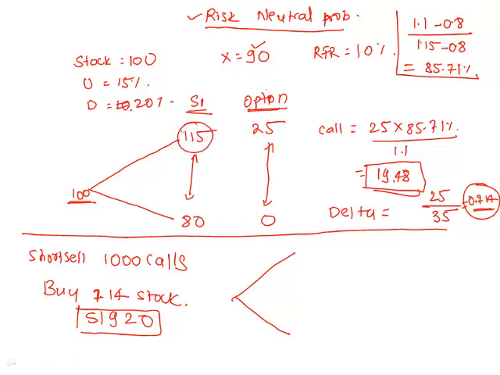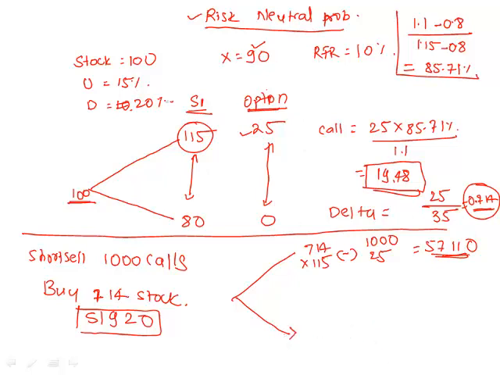If the price increases, I have 714 stocks and the stock price is 115, but I have 1000 call options on which my liability would be 25. So the value of the portfolio here would be how much? Please find out. 714 into 115, STO1, 1000 into 25, STO2, RCL1 minus RCL2, 57110. So if it reaches this node, the value of my portfolio would be 57110.